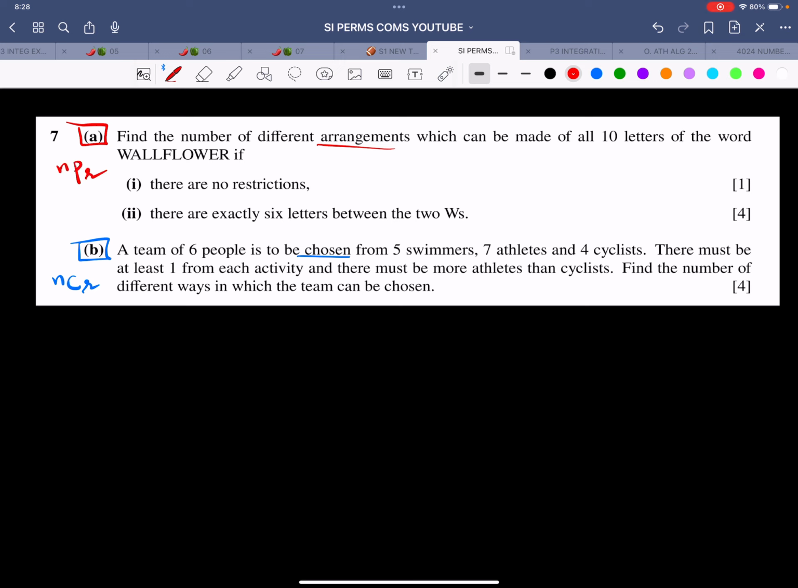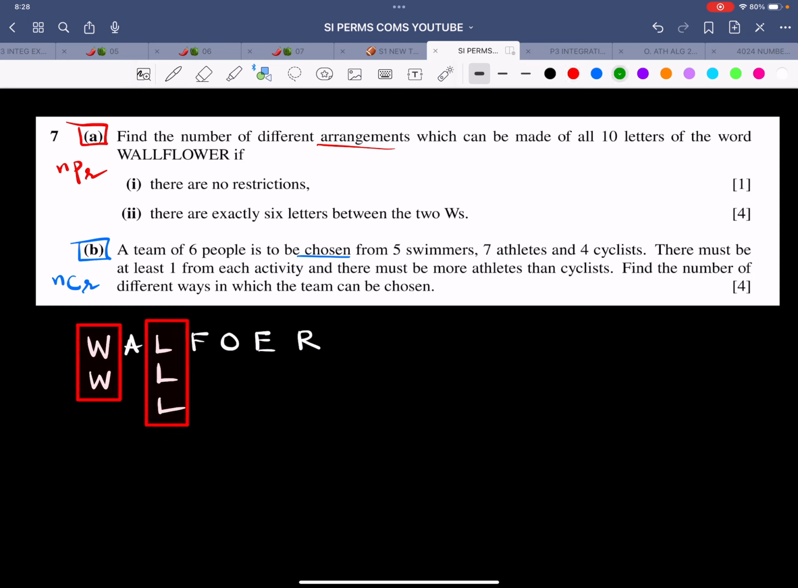Now let me write it down. So the word is wallflower. W-A-L-L-F-L-O-W-E and R. So how many letters are there altogether? There are 10 of them. There are 2 W's, there are 3 L's, and then we have A, F, O, E, R.